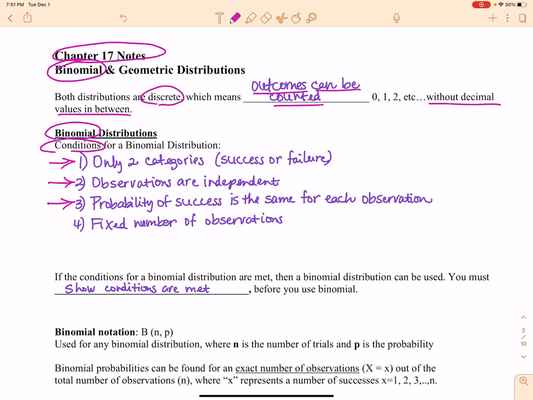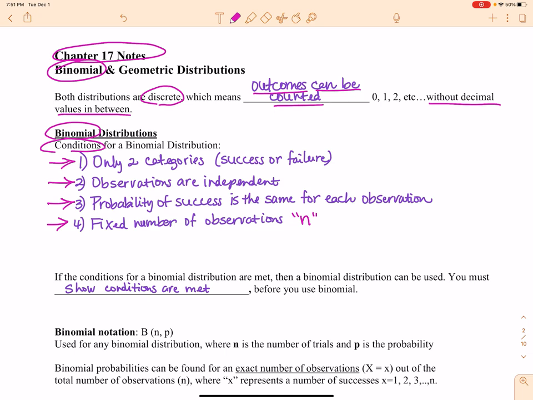And then the fourth one is we are going to have a fixed number of observations, and we use the letter N to designate that. So that just means that, let's say I wanted to find the probability of so many people out of 10 people that fit in a certain criteria. The N would be the 10 people because I'm only looking at those 10 individuals.